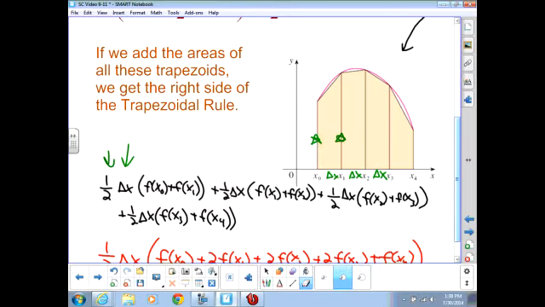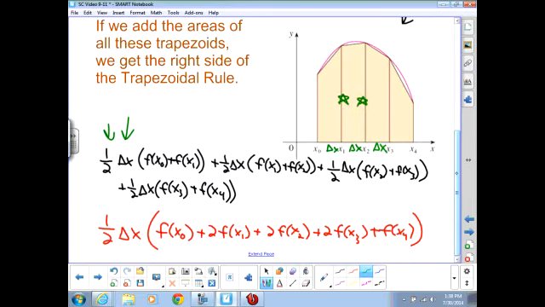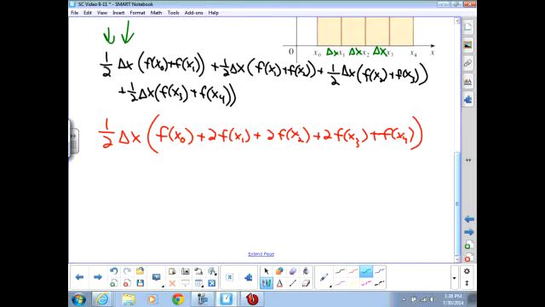Well, in our second one, we'll again have 1/2 delta x. Our bases are now f of x1 and f of x2. And we keep going all the way to the end, and just like before, notice f of x0 only showed up once, f of x4 only showed up once, and everything else showed up twice. That's why all the middle stuff gets 2's in front of it.